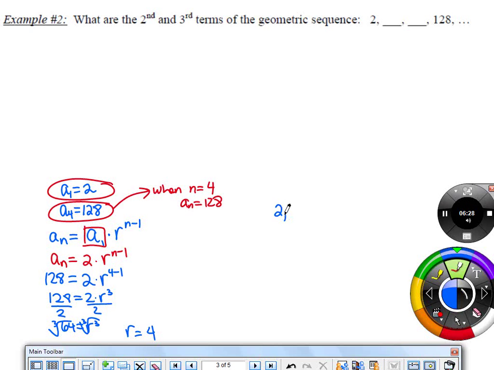So when I look at this sequence, I know things are getting multiplied by 4. So 2 times 4 would be 8. 8 times 4 would be 32. And I'm just going to check, if I multiply 32 times 4, do I get 128? I do, so I feel successful and that I've completed that geometric sequence.